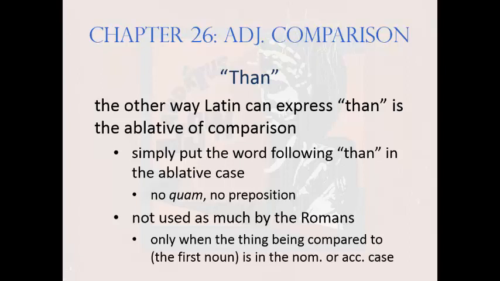In fact, only when the thing being compared to was in the nominative or accusative case. How confusing it would be if it were ablative, for instance. A Roman could have put in quam plus same case, in this case ablative, or not, using the ablative of comparison, which all by itself implies than. And both would mean than whatever the noun, either way. So, using quam just makes everything simpler, clearer. And the Romans liked simple and clear.